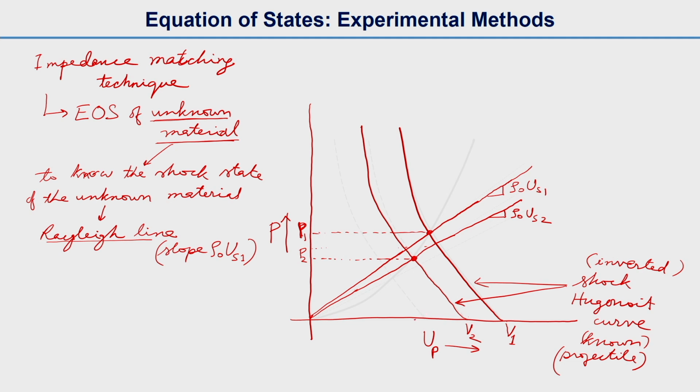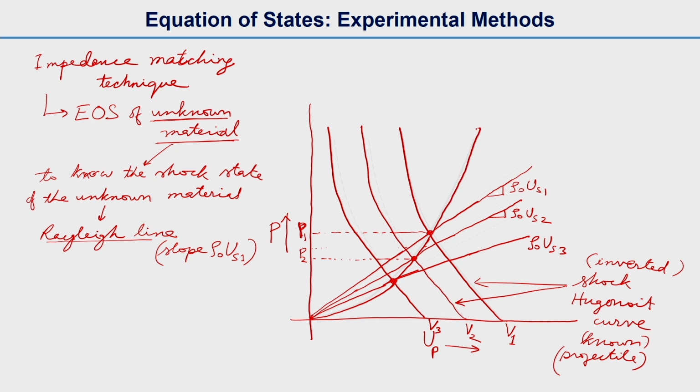So this point will give us a shock state of the unknown target material at a pressure P2. Then we can perform the experiment at a different impact velocity. Assume that this is V3, and again we have a Rayleigh line, this one, with slope rho naught US3. So this point will give us the shock state corresponding to that impact velocity V3.